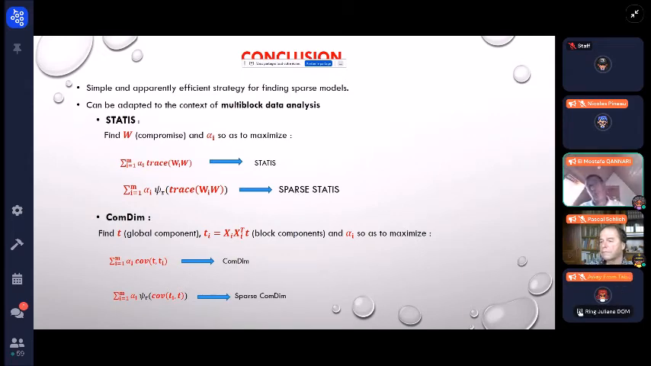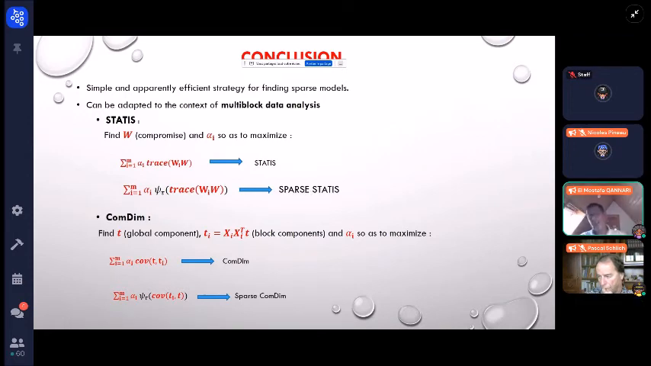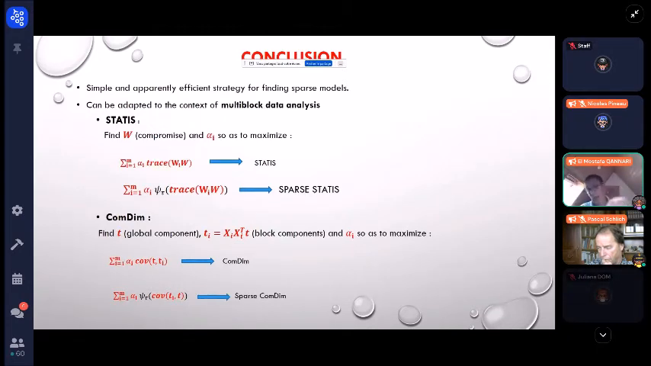It can be adapted to the context of multi-block data analysis. Just let me give you an example. For those who are familiar with the statistical method, we find W and alpha_i so as to maximize this quantity. Of course, you assume that the sum of alpha_i squared equals 1. And that gives you the statistics. Just introduce this function psi tau and you have sparse statistics, which means that those data tables that are not really connected with W, the compromise W, are removed.